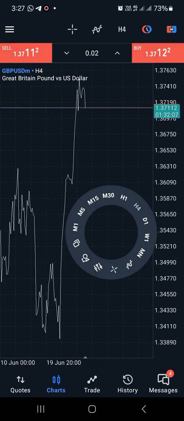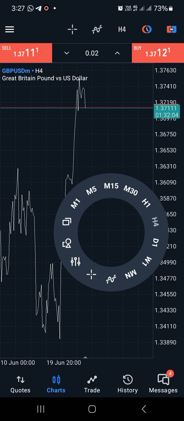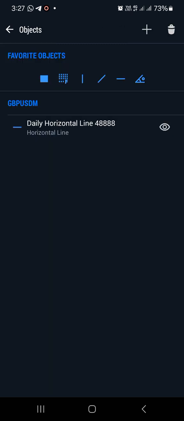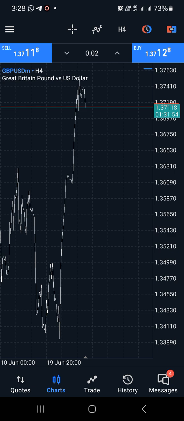You can do this. You touch any part of the screen. You touch this thing that looks like square, rectangle, and triangle. So you just touch the horizontal line. So we'll first of all start with support. Support is below, resistance is above. So we can touch here for our support.